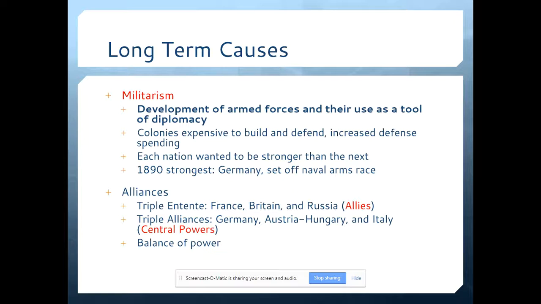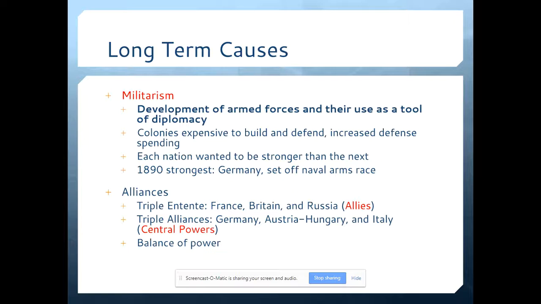Militarism essentially means the development of armed forces and their use as a tool of diplomacy. We've talked about the whole imperialism situation from the U.S. perspective, but the European nations were already doing that before we were, and while we are imperializing as well. While they are imperializing, they're spreading out throughout the world, and that's really costly to keep up. You also have to spend a lot of money to defend it. So you'll see a huge increase in military spending amongst the European nations.